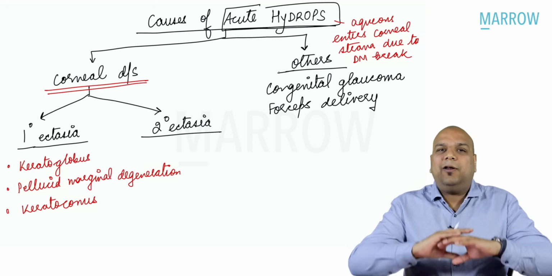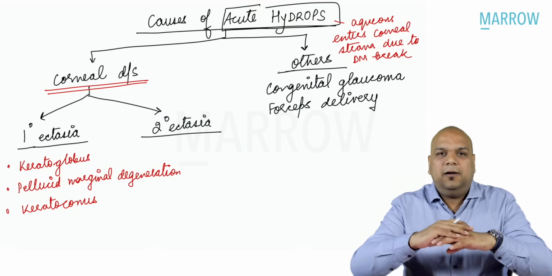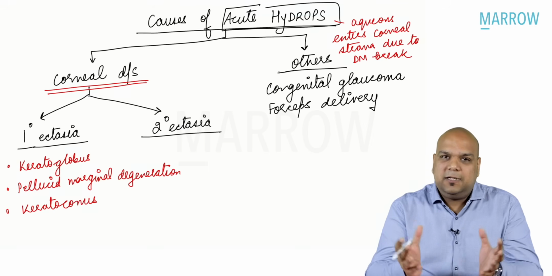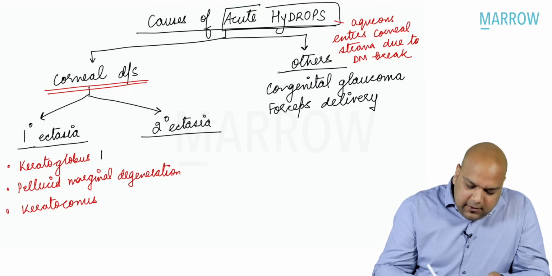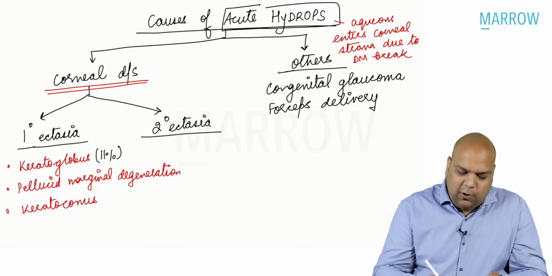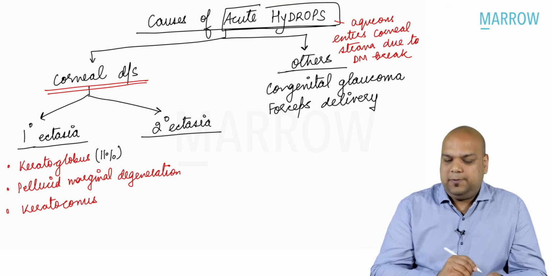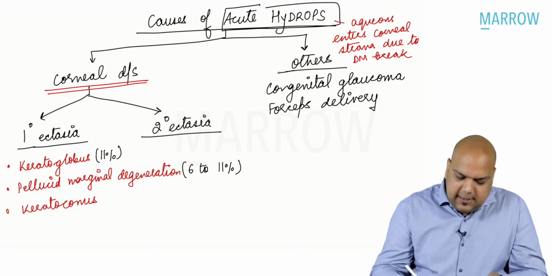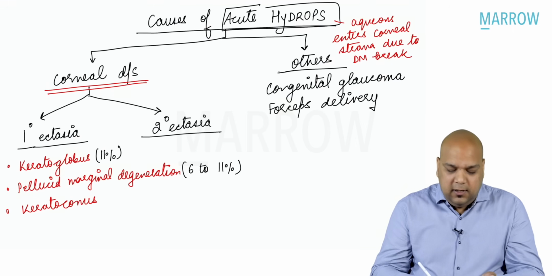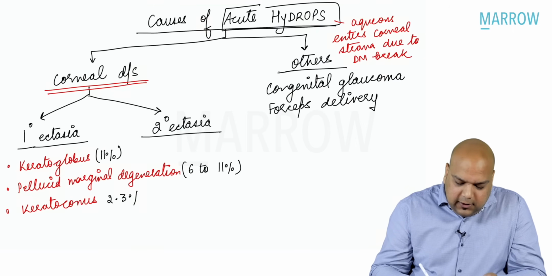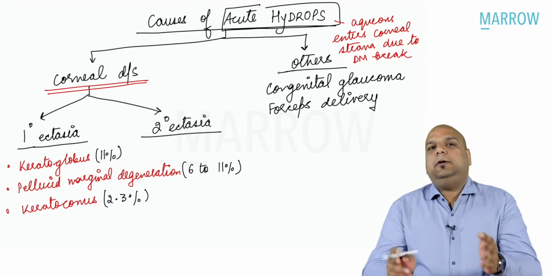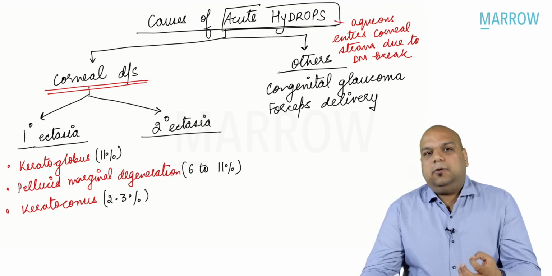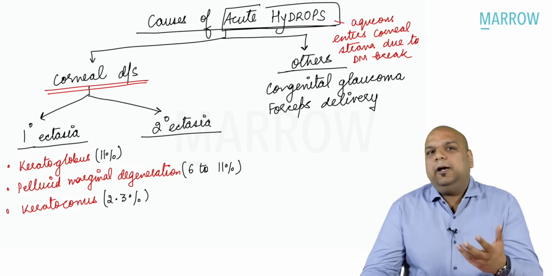Keratoglobus means the whole cornea becomes more round, okay? So the curvature increases vastly. It's like a ball which is ballooning out. Approximately 11% of cases of keratoglobus lead to acute hydrops. Approximately 6 to 11% of cases of PMD lead to acute hydrops. But only around 2.3% of cases of keratoconus lead to acute hydrops. So that means if we are seeing primary ectasia, keratoconus is the least common cause. Right? Very rarely do we see acute hydrops.